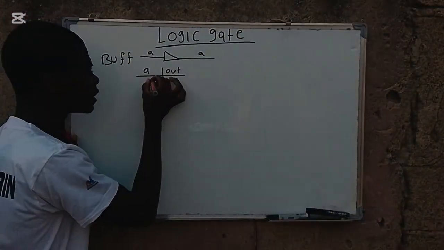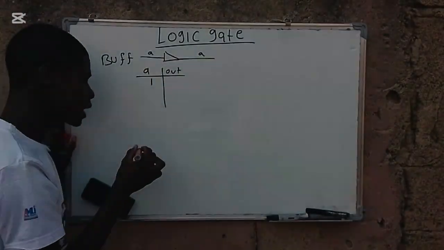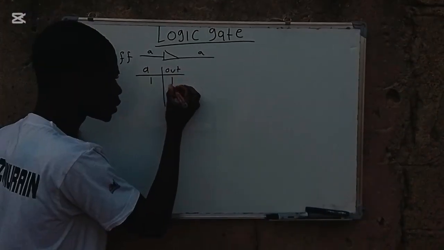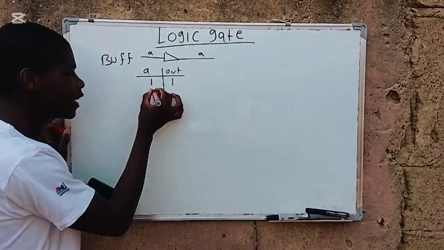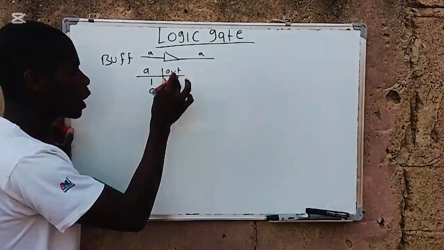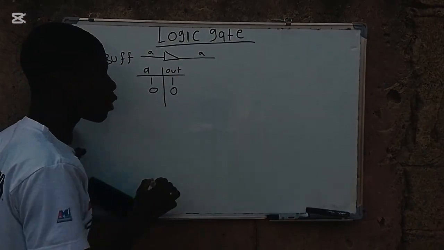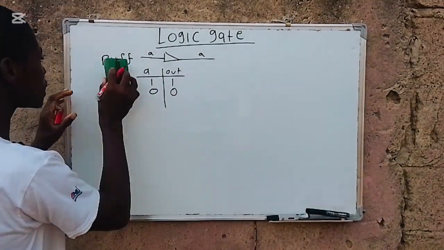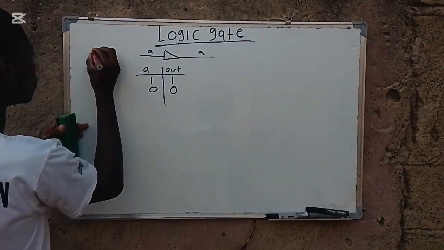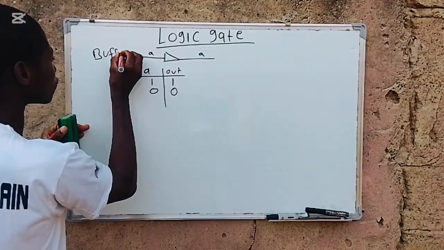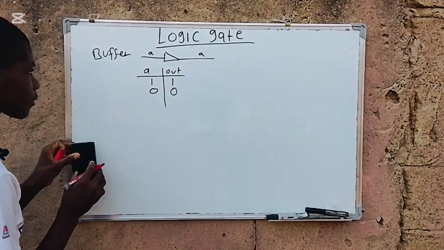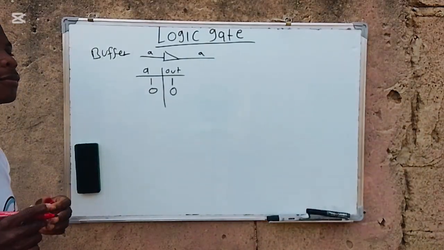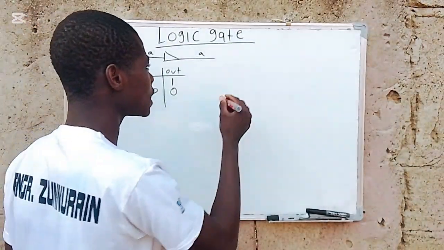Whenever the input A is 1, the output must be 1. Whenever the input is 0, the output must be 0. This is the symbol of the buffer, as I draw it, and this is its truth table. So now let's see the NOT gate.